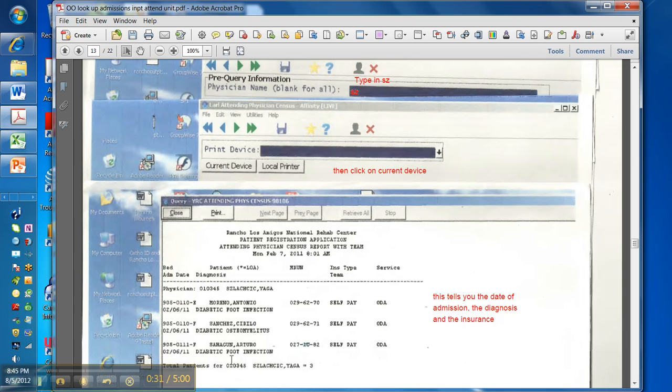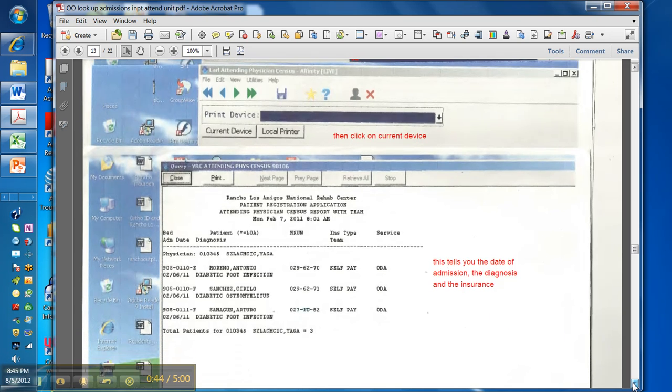Many times, if they're diabetics and they either have this foot infection diagnosis or cellulitis, they're still admitted to ODA, and then you need to go check and make sure they don't have any foot issues and just write a note to that effect.